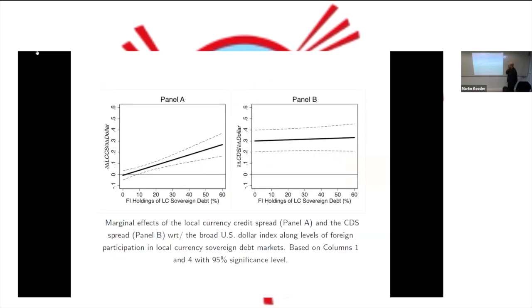For instance, here in the horizontal axis, we have the foreign participation of foreign investment in local currency sovereign debt markets. And the higher that participation, the closer the sensitivity of the local currency sovereign spread gets to the sensitivity of foreign currency credit risk.